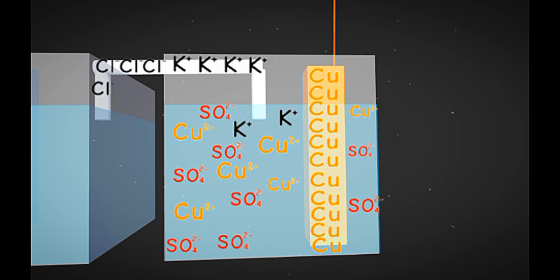As copper ions are reduced, the cathode part becomes more negative. Because of this negativity, potassium ions are involved in the solution.